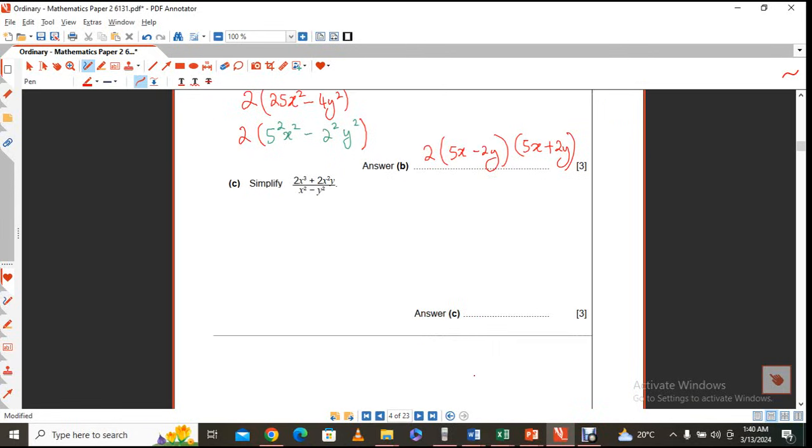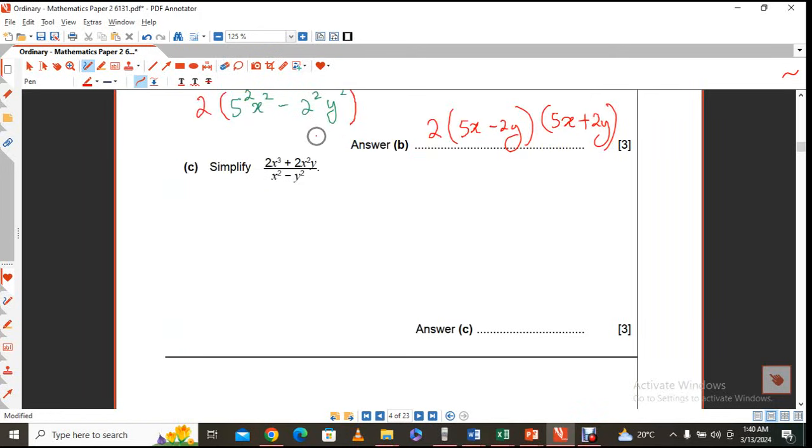Part C, let me just make it a little bit bigger so that you can follow. You have 2 terms on the numerator as well as 2 terms on the denominator, and you are not allowed to start cancelling out. What you need is a scenario where you have one term at the numerator that is divisible by exactly one term at the denominator. So that means you have to factorize the numerator as well as the denominator.